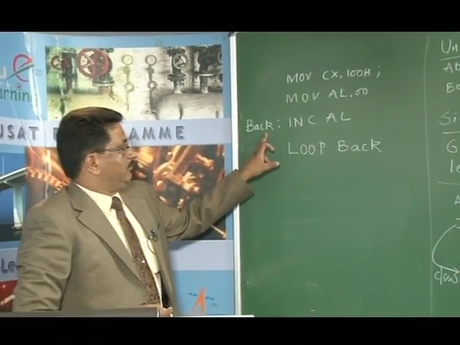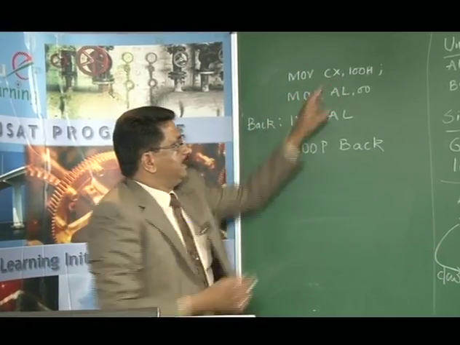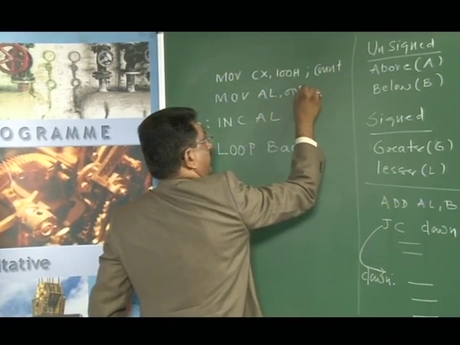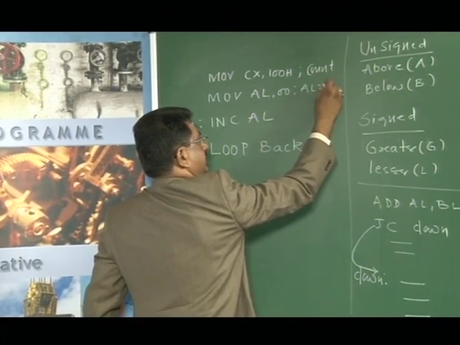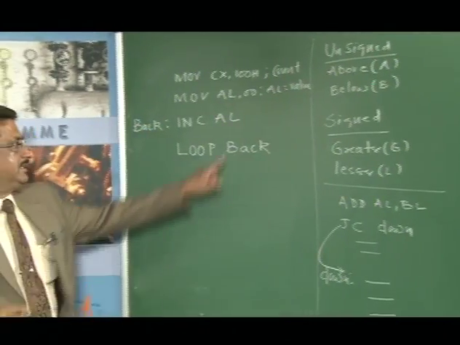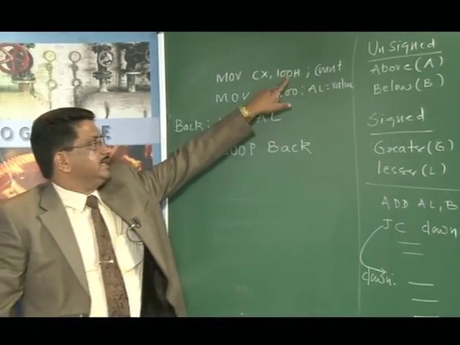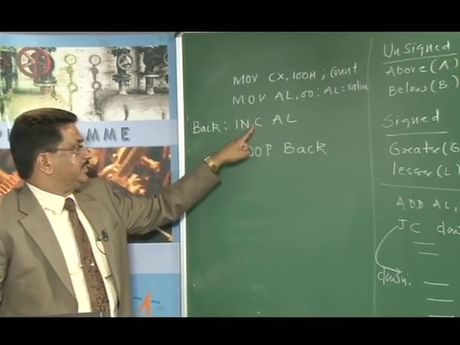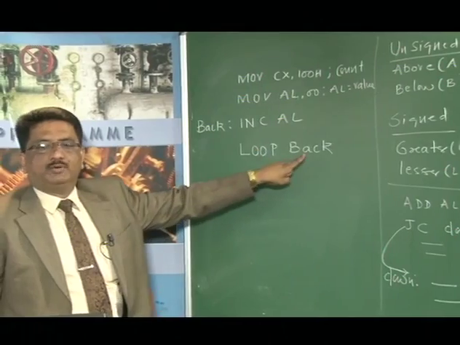Now what is the meaning of this? I have loaded CX with the count, the count is 100H. AL has the initial value 0, and the content of AL is getting incremented CX number of times. Now if I want to repeat this operation, I will be using loop back.